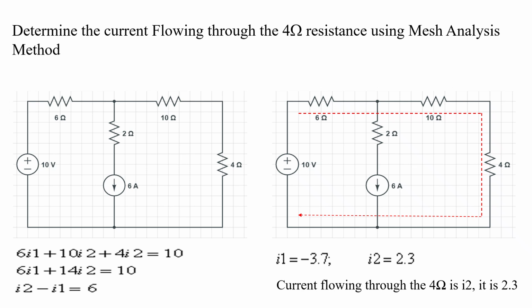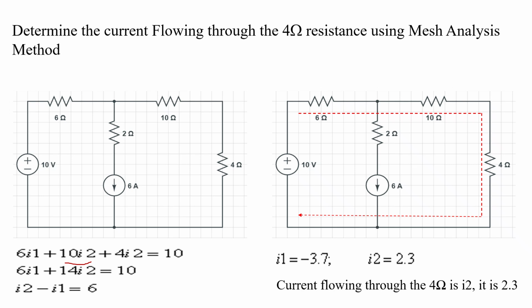So apply KVL. 10 equals 6I1 then 10I2 plus 4I2, so equal to 10. This is the way we can get the equation. Once again simplifying the equation, we get 6I1 plus 14I2 equal to 10. So this is equation 1. Then the virtual part we eliminated, we can bring it back here. So I2 minus I1 is 6 amps. Now solve these equations and we'll get the currents I1 and I2. So I1 is minus 3.7, I2 is 2.3.